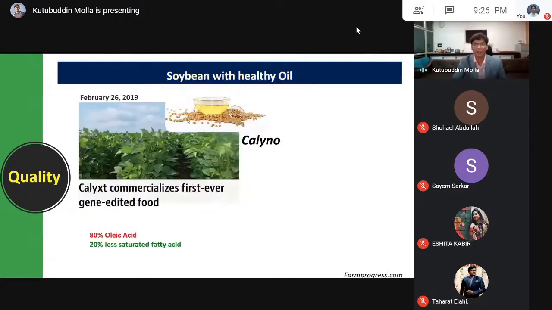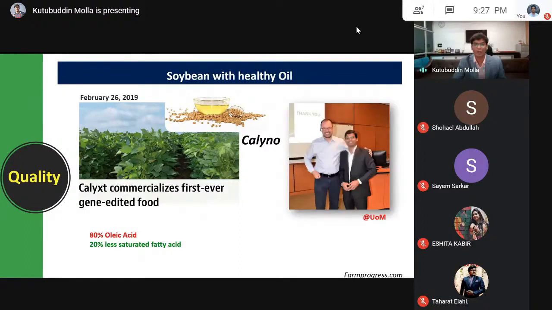This is another example, soybean with high oleic acid, 80% oleic acid, which is very good, and 20% less saturated fatty acid. You know, this is healthy, and the storability is also higher than normal soybean oil. This was developed by utilizing TALEN technology by Dan Voytas' group from Minnesota. It has already been commercialized and is available in the USA market. So you could buy this genome edited soybean oil that is called Calyno.